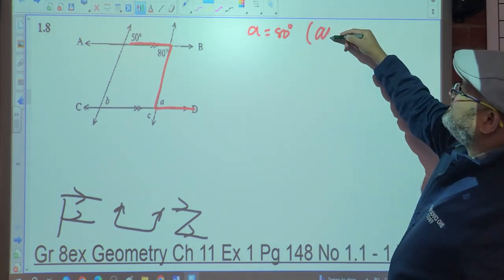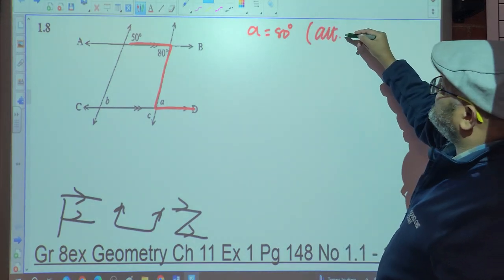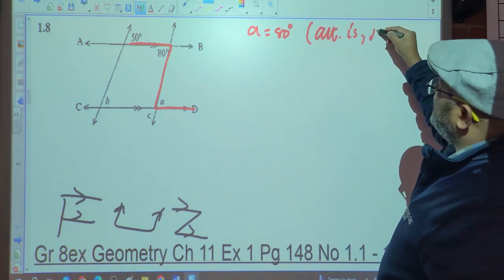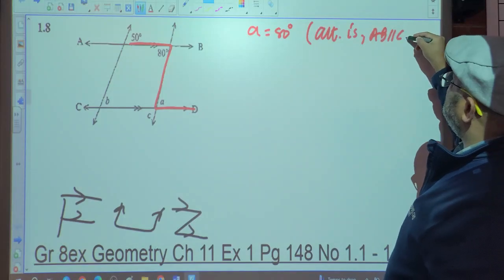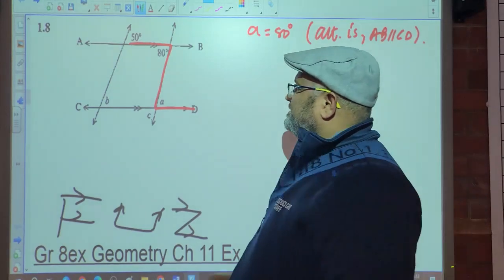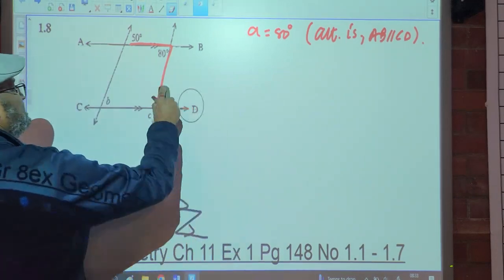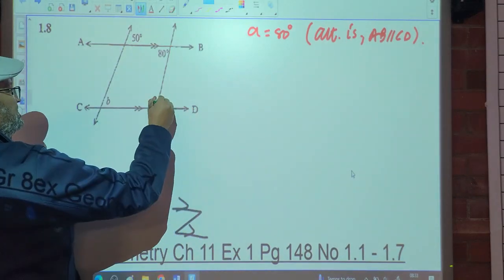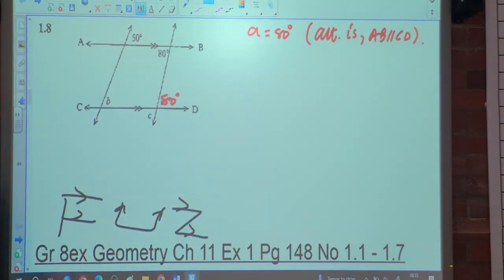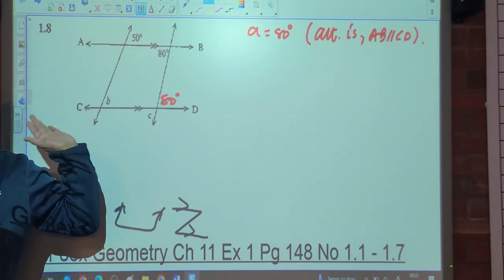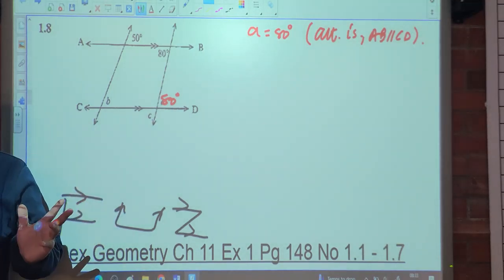Why? Alternate angles with AB being parallel to C. So A is 80. You'll also note that as I'm going through the diagrams or the different examples, what do you notice? I always write in the angle that I've calculated. So in one glance, looking at the diagram, I know what I have.